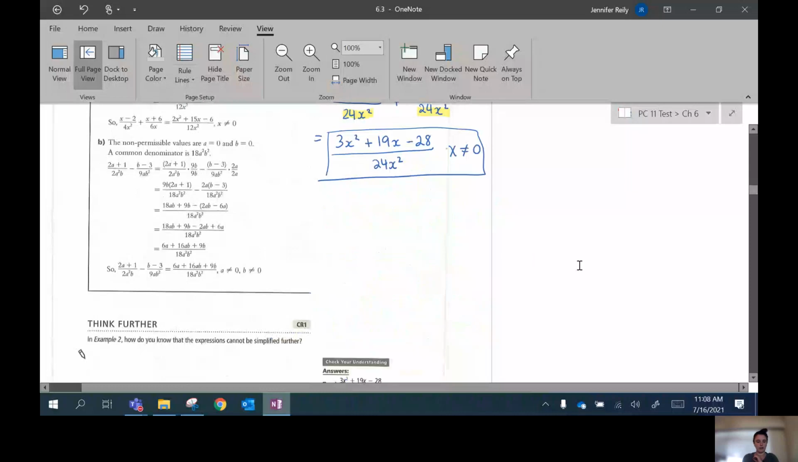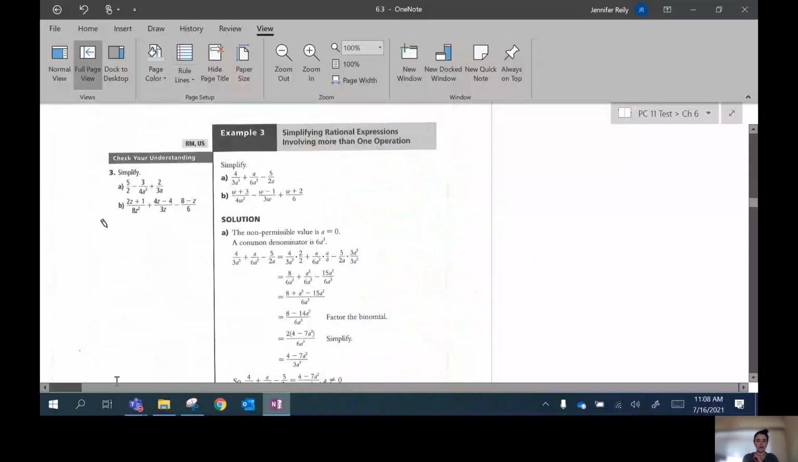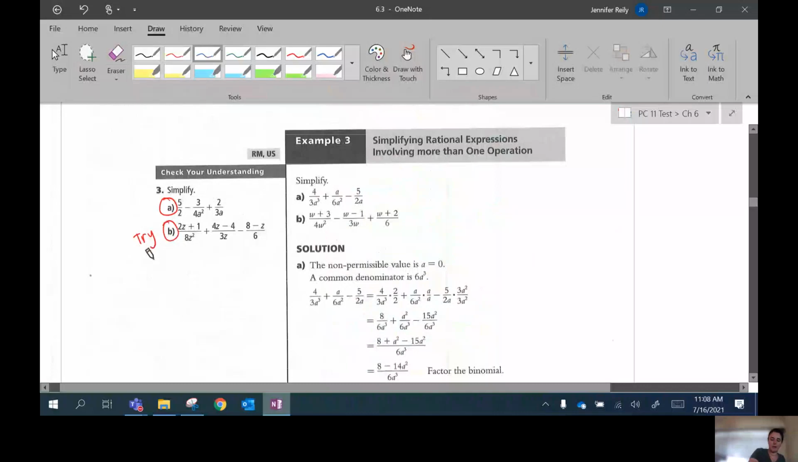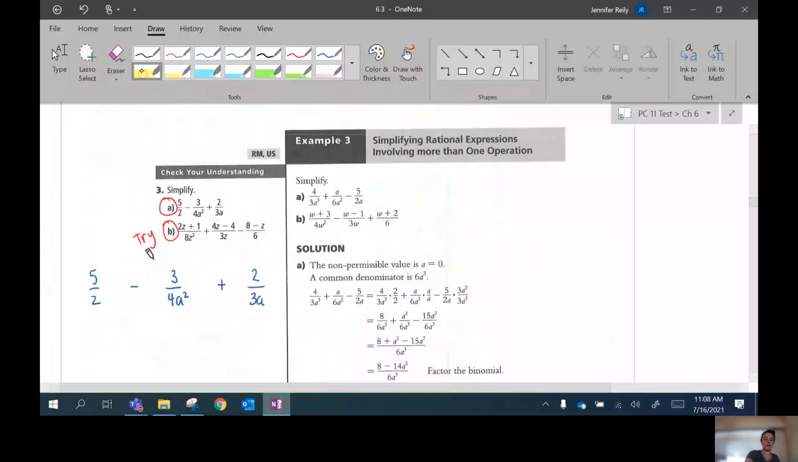So I'm going to go ahead to this one here. Again, I'm going to do A, and then you guys can try B on your own and check your answer down below if you like. So you guys are going to try this one. I'm going to do this one. So I'll have 5 over 2 minus 3 over 4a squared. I'm going to leave a little bit of space. Plus 2 over 3a. So I need to make all three of these denominators the same.